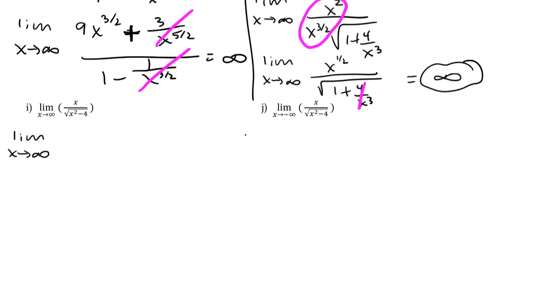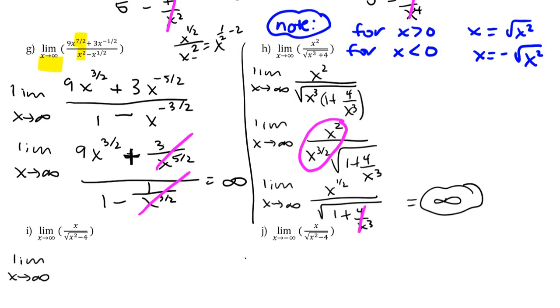Do you guys see here, as x is going, well, let me go back up here. I have an x squared here. I can rewrite this as the square root of x squared because I know x is going to positive infinity, which means x is positive. Because for positive x, x is the square root of x squared, I can replace x with the square root of x squared.